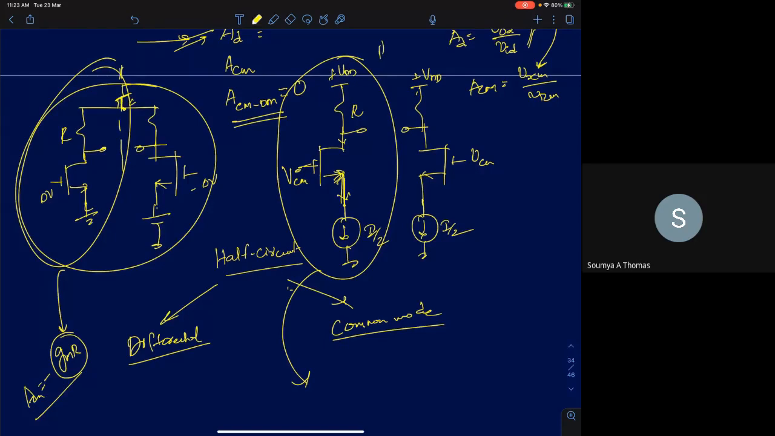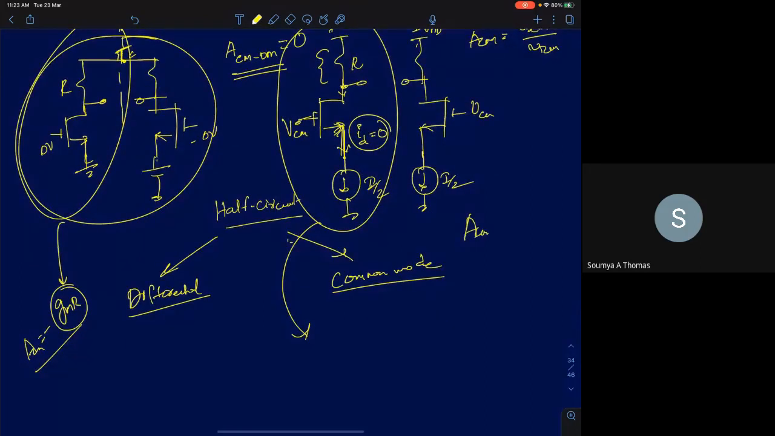So if the drain current is always fixed, what is the small signal variation in the drain current? I'm asking a simple question. If the drain current is fixed, small signal variation has to be zero, right? If the small signal variation in drain current is zero, then the small signal variation in the drain voltage will also be zero because it's resistively terminated. I mean, you have a resistance at the drain terminal. So the small signal voltage drop across the drain will also be zero. That's it. So you can directly say ACM is zero for this circuit.